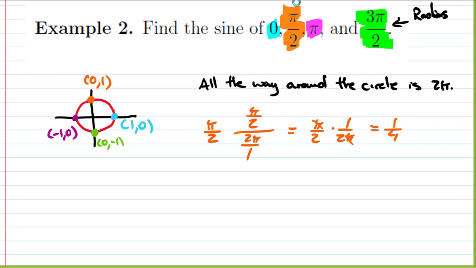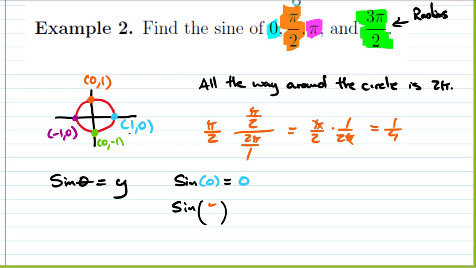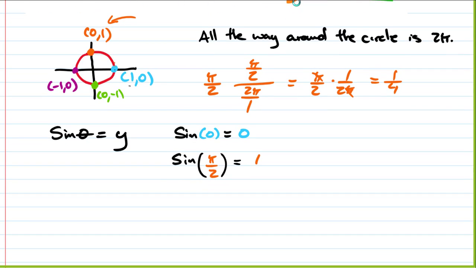So by definition, we know sine of our angle is equal to y. So the sine of 0 is going to be the y-coordinate, and the y-coordinate is, at this point, 1, 0, is 0. And if we try the sine of pi over 2, we go to our pi over 2, or our 90 degrees, and sine is the y value, so our y value at that point is 1. So the sine of pi over 2 is 1.